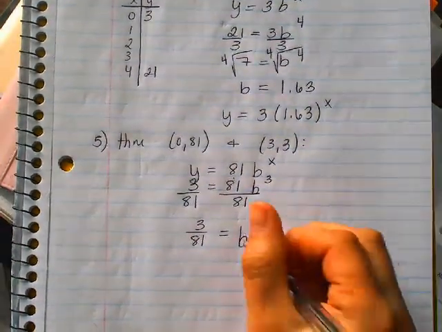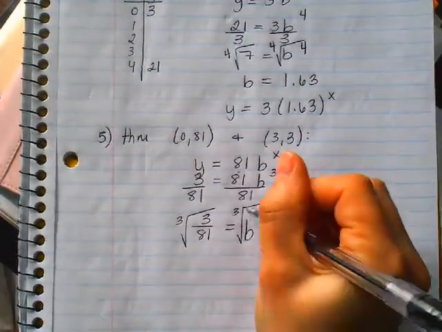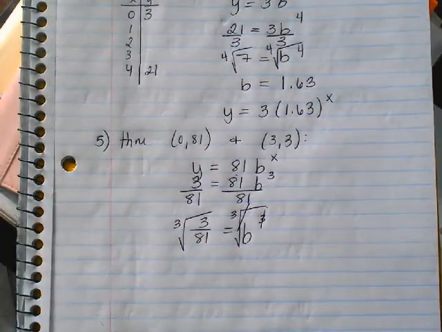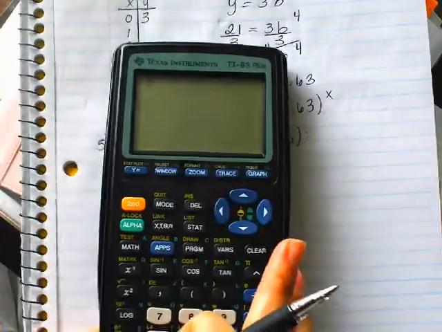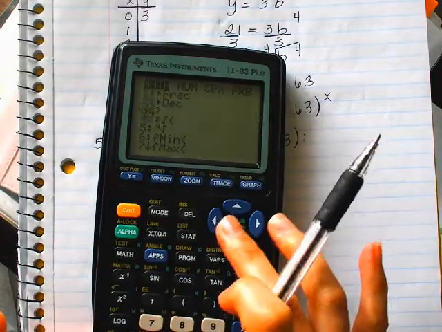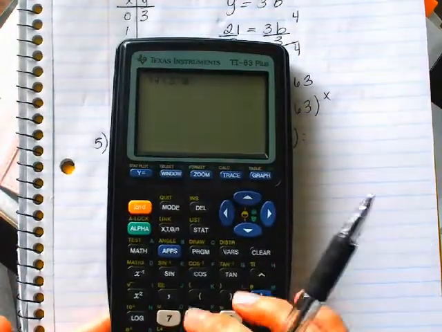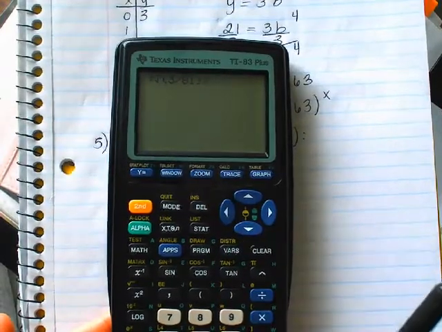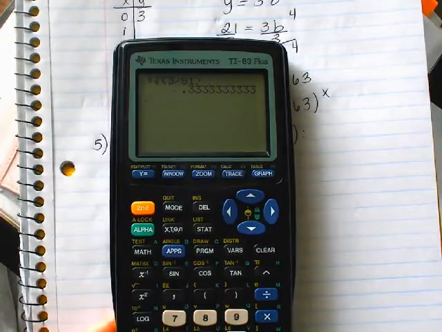And then to solve for b, I have to take the cube root of both sides. Cube root cancels out a cube. And I'm going to find the cube root of this entire fraction. I'm going to delay that rounding. The further you delay the rounding, the more accurate your answer is going to be. So as a reminder, your cube root button is located in the math menu down to number 4. And we're going to find the cube root of 3 over 81. I'm going to close my parentheses around the 3/81 to show that we're taking the cube root of that entire fraction here. This is why I didn't round.